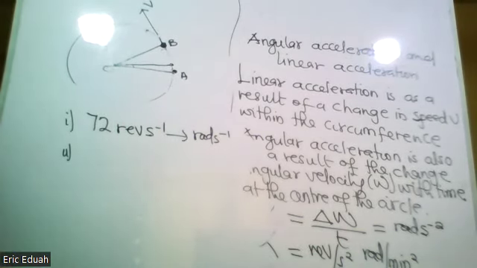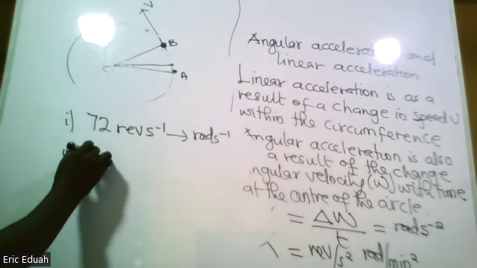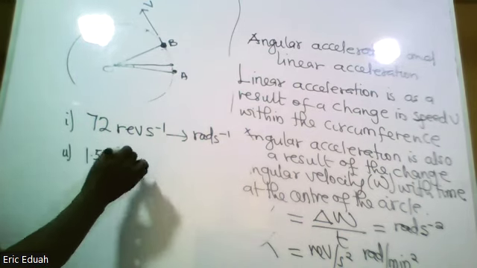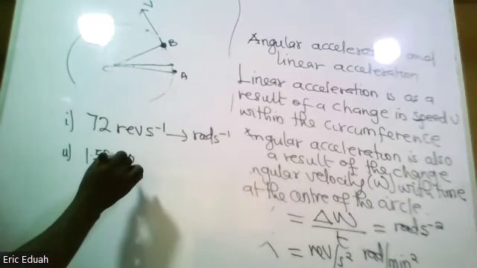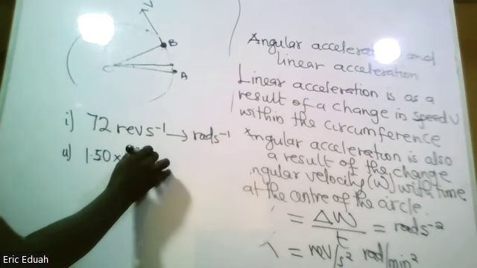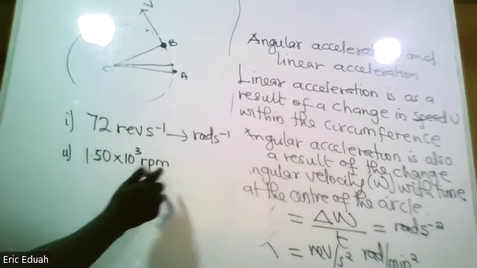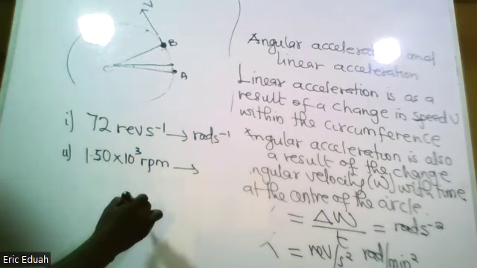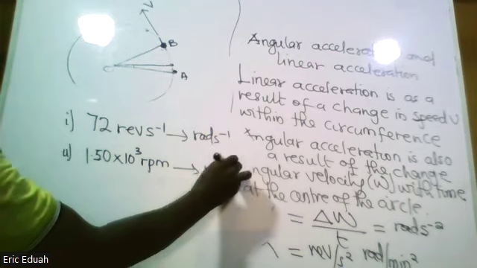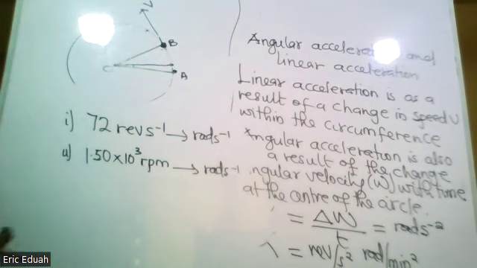Then you are also to convert 1.50 times 10 to the power 3 RPM, this is revolution per minute, to radian per second. This is revolution per minute, RPM.